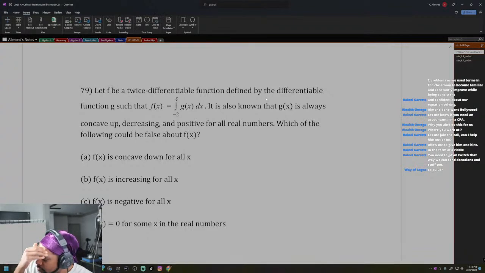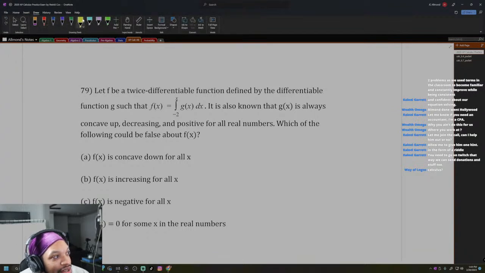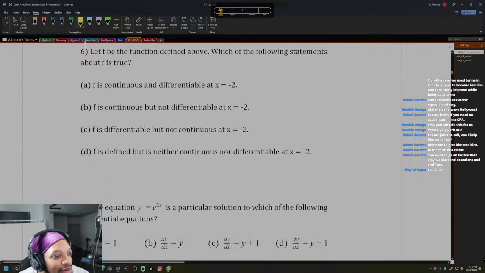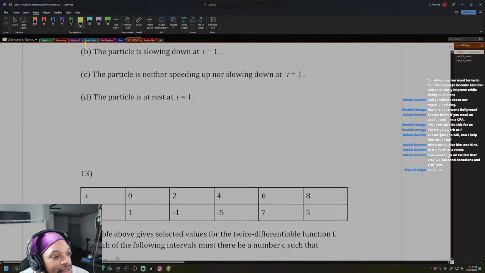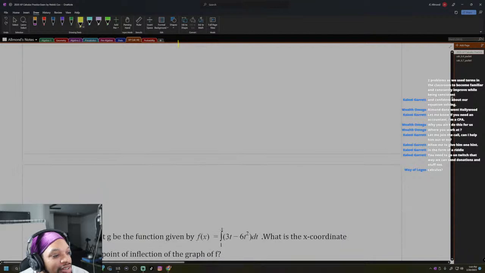Yes. All right. So, well, let's read it. F is a twice differentiable function defined by the differentiable function g, such that all of that stuff at the beginning is just jargon. I hate when questions are so wordy. Just get to it, right? Shoot, I didn't mean to. I forget when you hit undo, it scrolls. This is hurting my eyes.